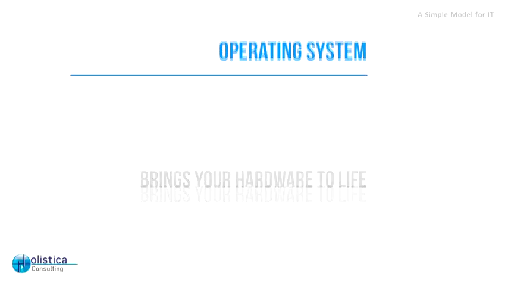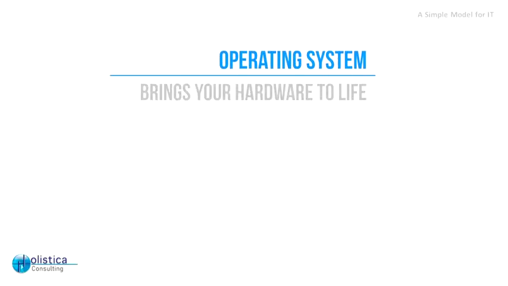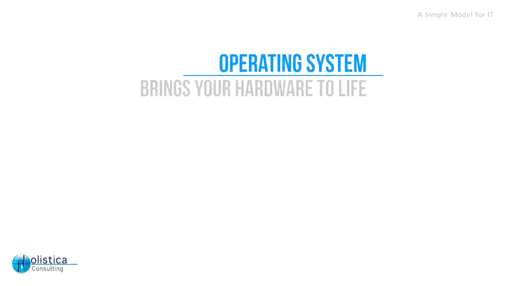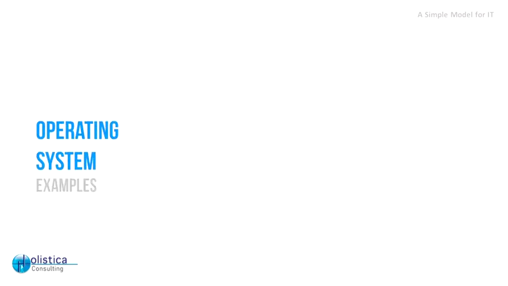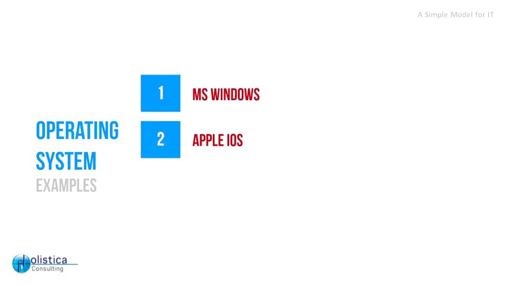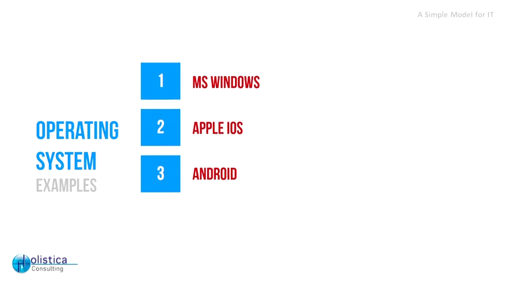So our model says that hardware is the physical stuff, the physical, tangible layer. The operating system makes your hardware come to life and it makes it usable. So it runs in the background of your phone, your tablet, or your mainframe, big machine, keeping the whole thing running. Examples of operating systems, as I've just mentioned, are Microsoft Windows, Apple's iOS, Android, and Linux. And these are terms you should become familiar with if you're in IT recruitment.